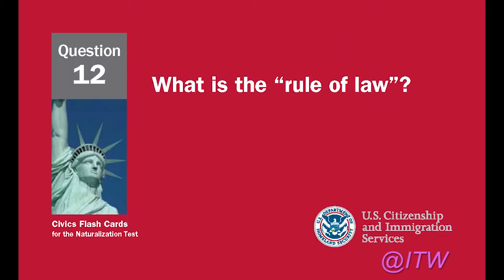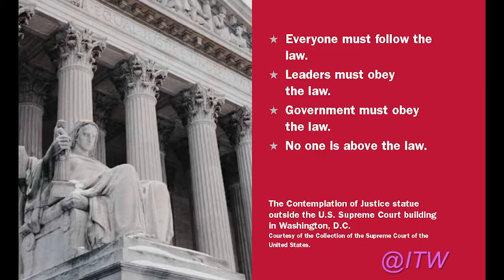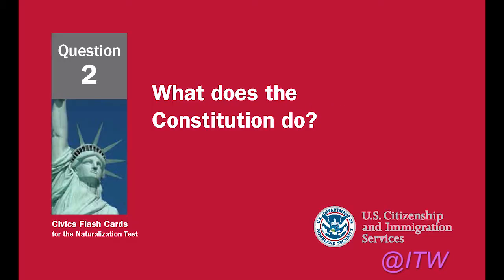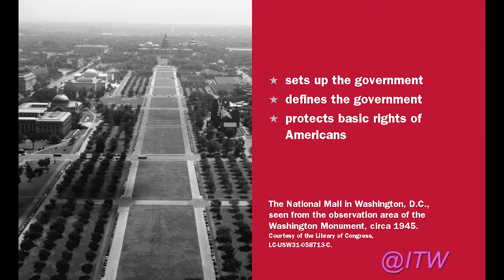What is the rule of law? Everyone must follow the law. Leaders must obey the law. Government must obey the law. No one is above the law. What does the Constitution do? Sets up the government. Defines the government. Protects basic rights of Americans.